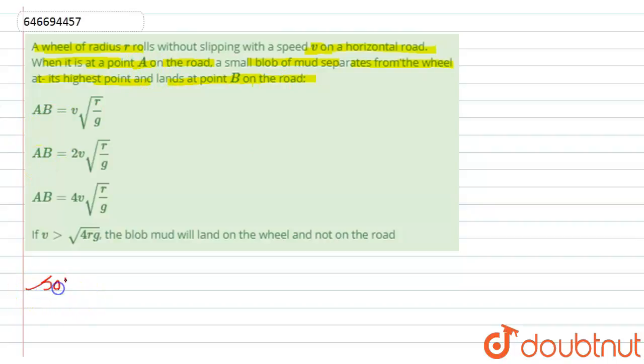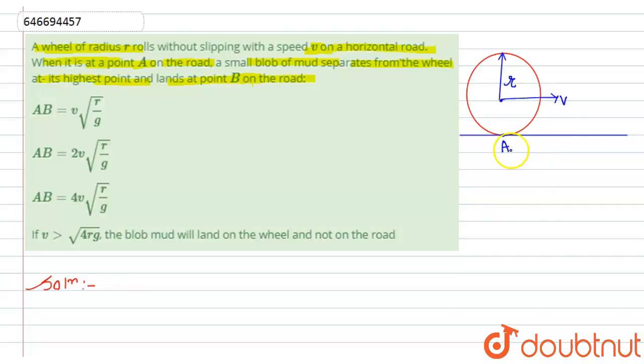So first of all, let's understand the scenario which is explained in this question. Let's suppose we have a wheel rotating on a horizontal surface without slipping. This wheel has the radius of small r as per the question. This is the center of the wheel. According to the question, the velocity of the wheel in horizontal direction is v.